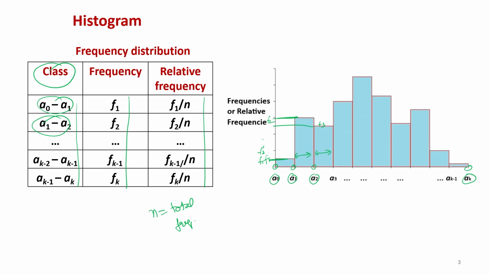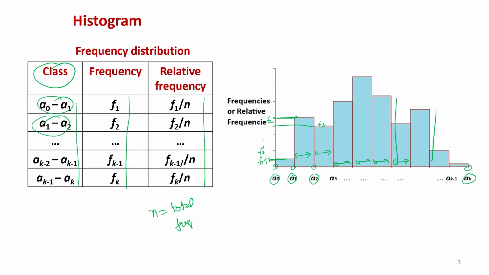So if I keep the width the same for all the bars, then it is easier for us to compare just by looking at the height of the bars which classes have higher frequency and which classes have lower frequency, right?